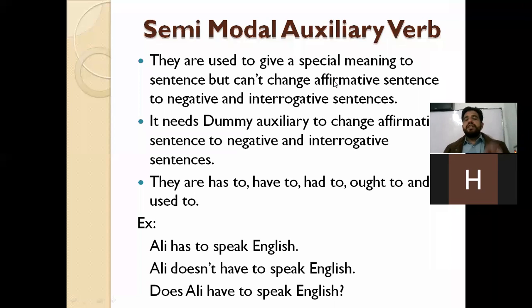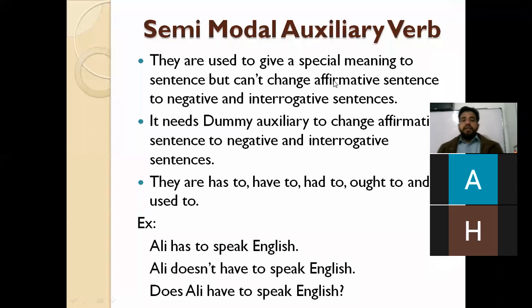It can also change the meaning of a sentence. It can also create a special meaning in a sentence, but it cannot change an affirmative sentence to negative and interrogative. When you change an affirmative sentence to negative and interrogative, it needs a dummy auxiliary, as I told you: do, does, did, etc. What are the semi-modal auxiliaries? They are has to, have to, had to, ought to, and used to. You can see the example.